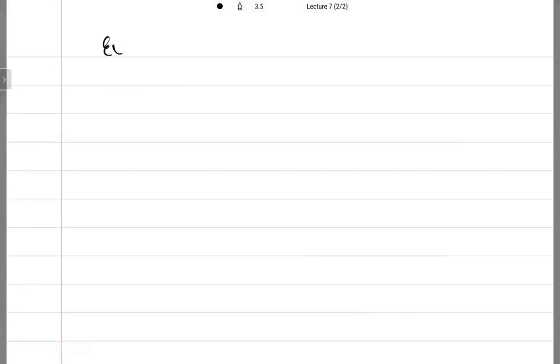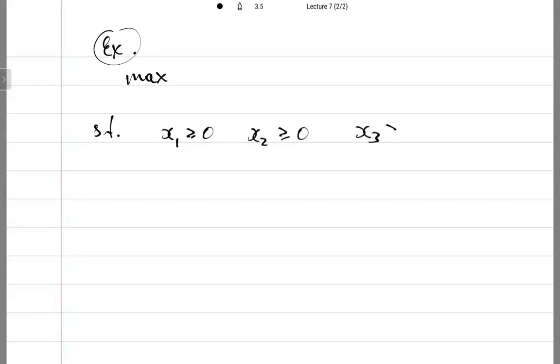Okay, let's start with an example. I will maximize, let me write, I will have four variables. I will start with constraints. X1 is greater than 0, X2 is greater than 0, X3 is greater than 0, X4 is greater than 0. I will have four variables, and we will solve it. What else should I write?